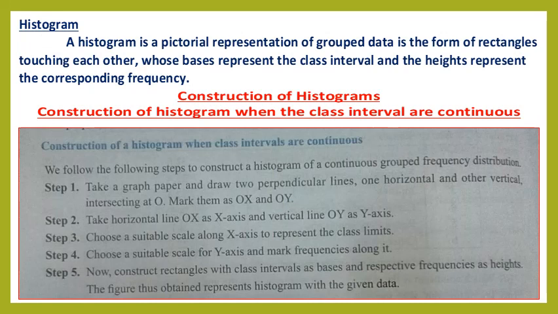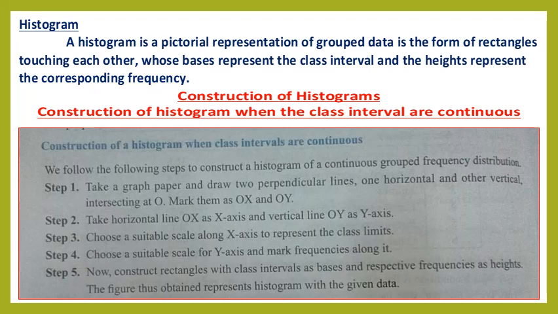Histograms. A histogram is a pictorial representation of grouped data, in the form of rectangles touching each other whose bases represent the class intervals and the heights represent the corresponding frequency. Construction of histograms. We know that there are two types of frequency distribution table. One is with continuous class intervals. The another one is discontinuous class intervals.